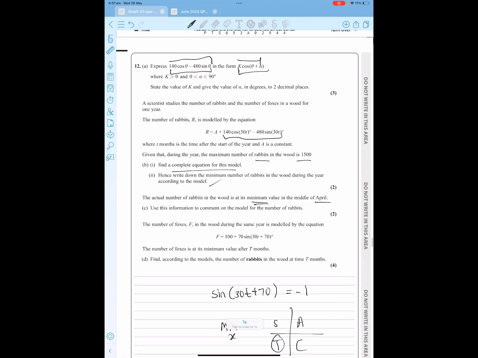Okay. So part C, the actual number of rabbits in the wood is at its minimum value in the middle of April. Use this information to comment on the model for the number of rabbits. So in the middle of April means all of January, 1 month, all of February, 2 months, all of March, 3 months, and then mid-April, so 3.5, not 4.5, because when you think about it instantly, it might seem 4.5, but it's actually 3.5.